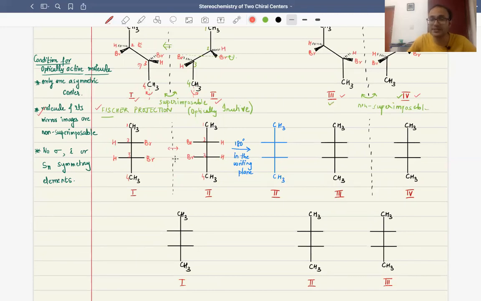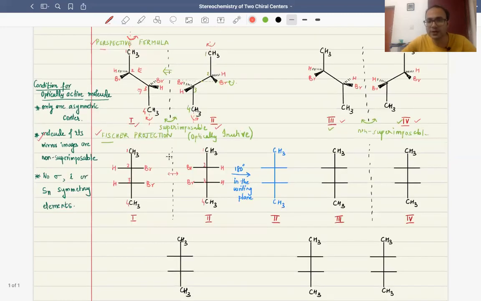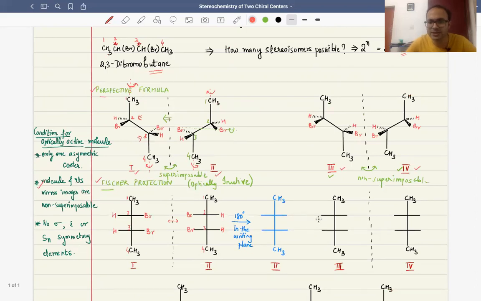So that is why this Fisher projection is very much easier and simpler to use when it comes to multiple stereo centers. Now, let me also finalize the 3 and 4 structures. Let me do it quickly. So Br would be here and H would be here. Second structure, Br would be here. Now, I would like you to do it yourself, so that when it comes in the examination, you are perfectly clear about how to do it.